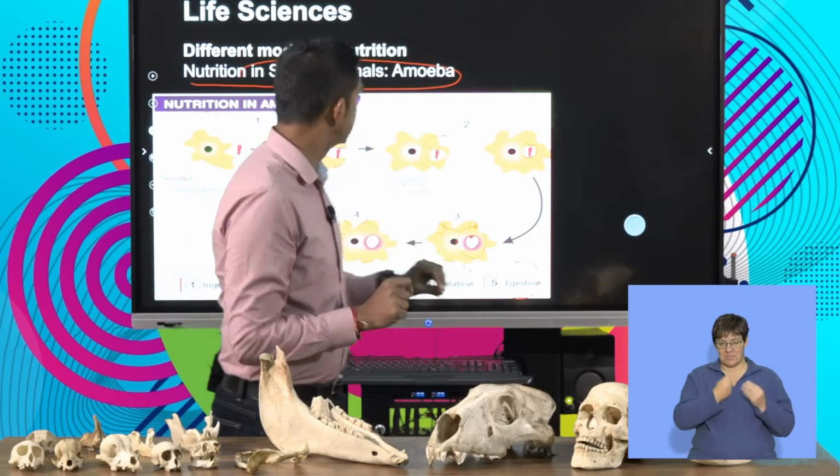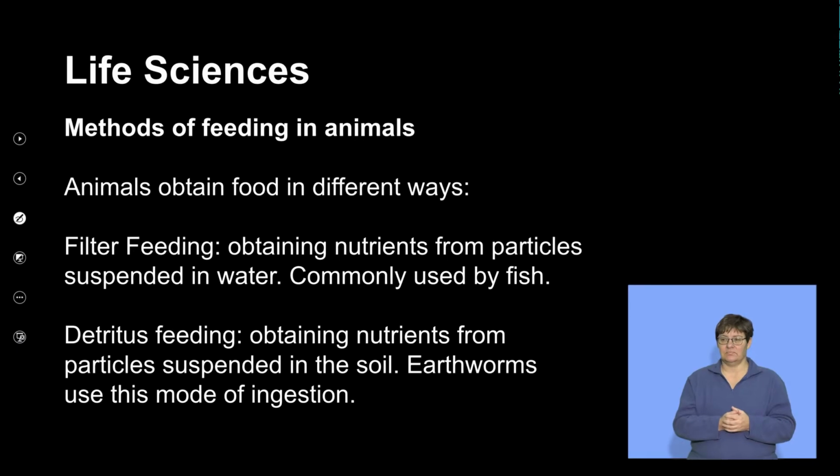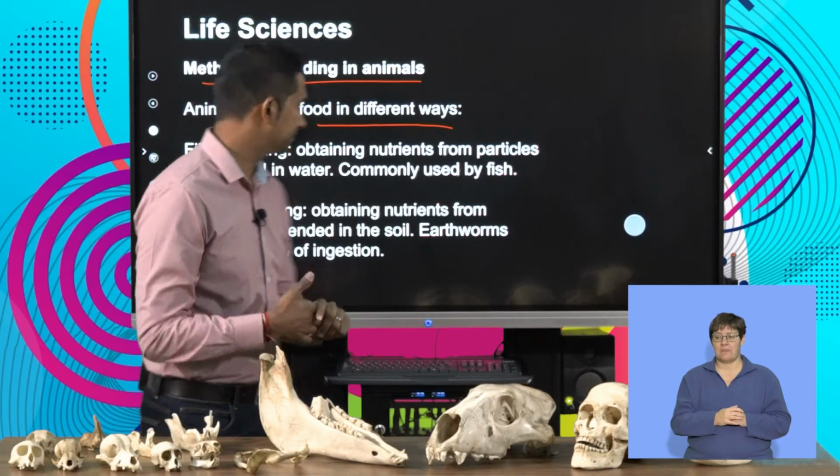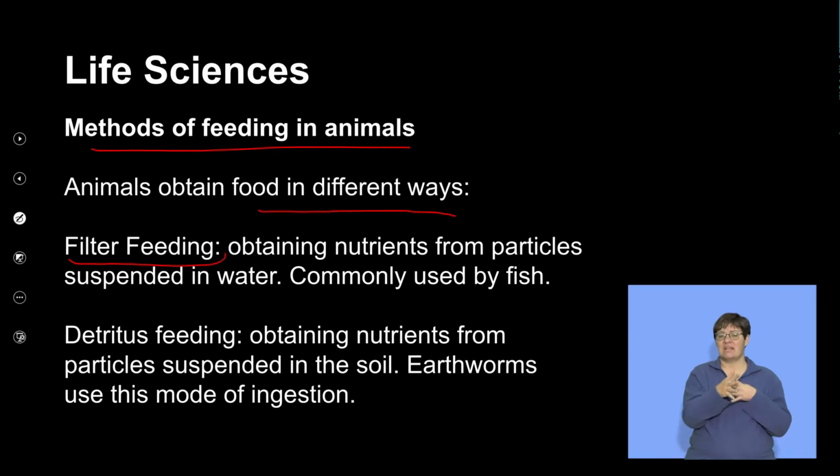Right, so the methods of feeding in animals: animals obtain food in different ways. So now let's focus on how animals obtain food. There are some that are called filter feeders. These are individuals that obtain nutrients from particles suspended in water. These are generally used by fish.